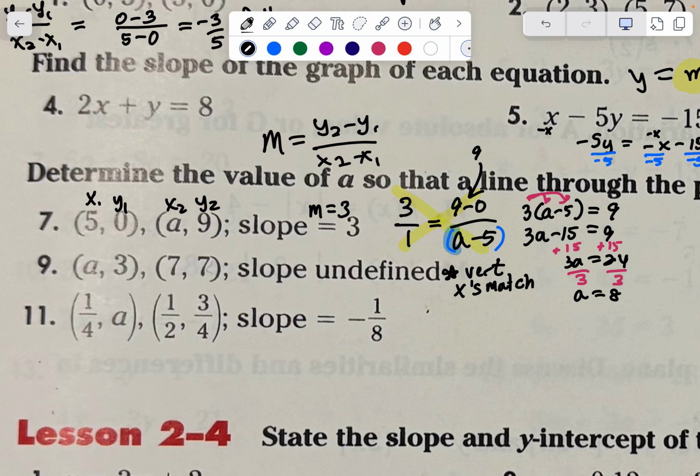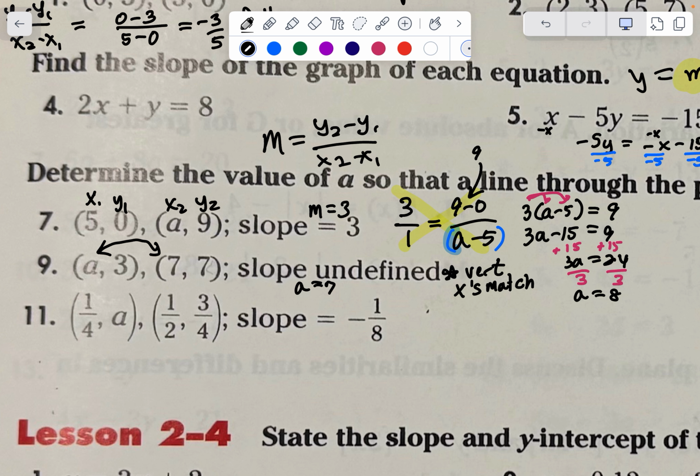What does a have to equal for number 9? Yeah, it's just that x value. So the answer is, for number 9, a has to equal 7. So if you're trying to get a vertical line where the x's match, just make the a where the x's match. If you want a horizontal line, you would want the y's to match. And so I wanted to kind of show you that one.